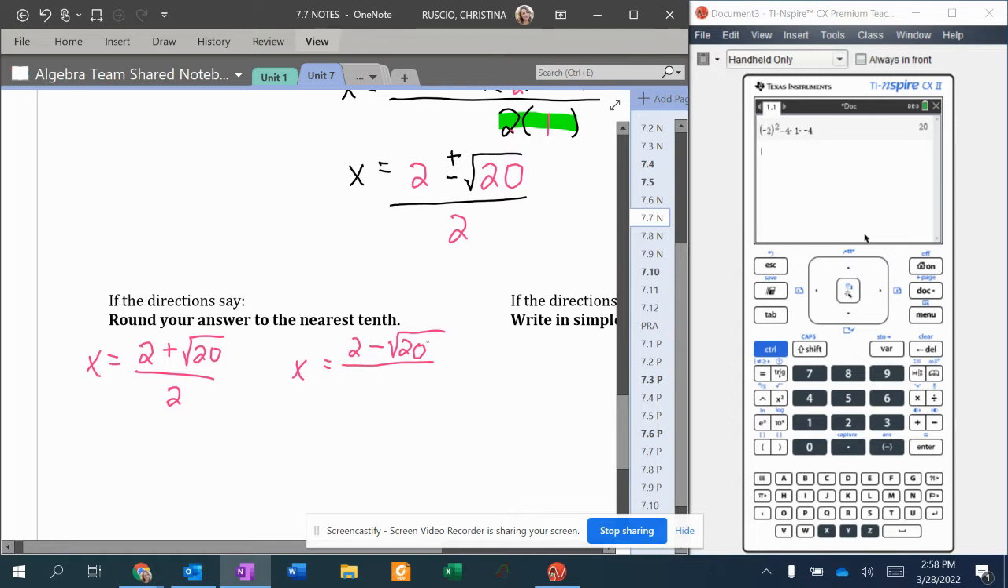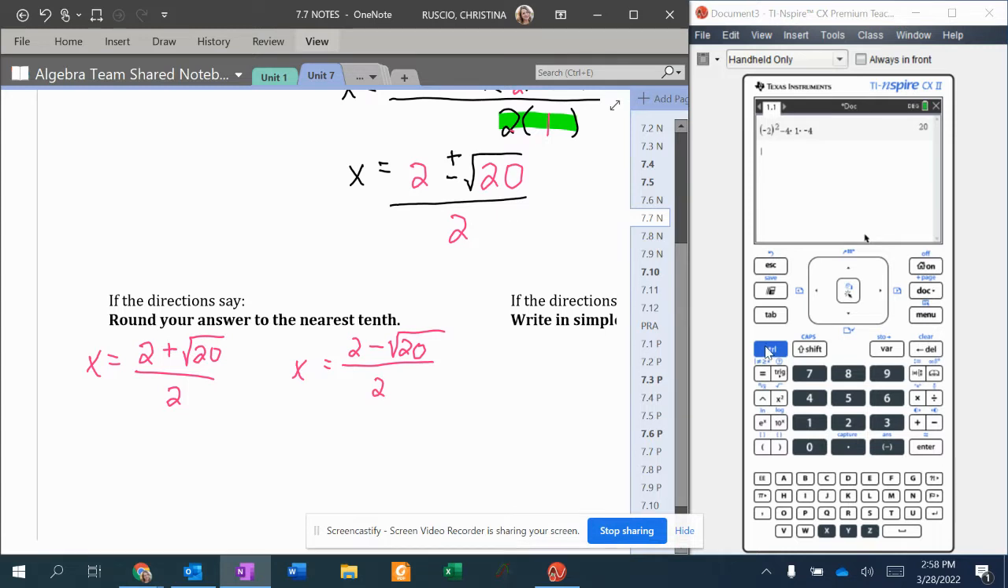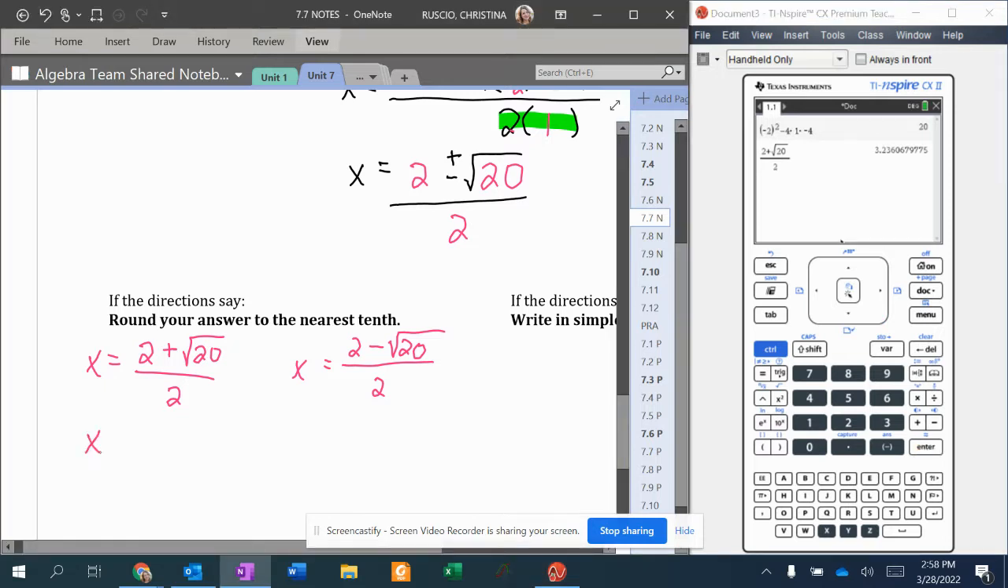Plus minus doesn't mean plus minus, it means add or subtract. There's two different problems condensed in one because mathematicians can be lazy. So when we type this in our calculator, are you paying close attention? Bust out your calculator now. Control divide first. I'm going to use my fraction first. 2 plus the square root of 20, all divided by 2. And that's x is equal to 3 point, blah, blah, blah. We have to round to the nearest tenth. If we do that, we get x is equal to 3.2.